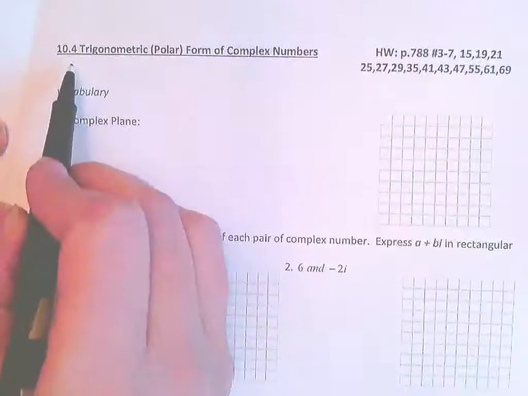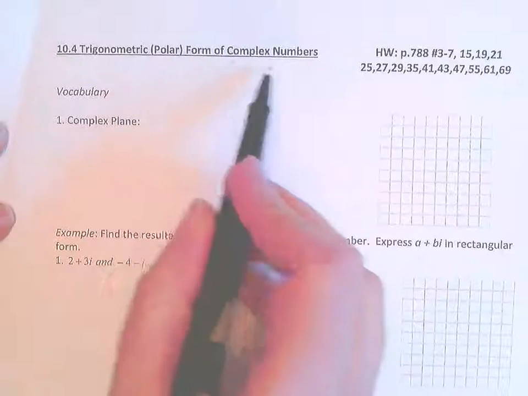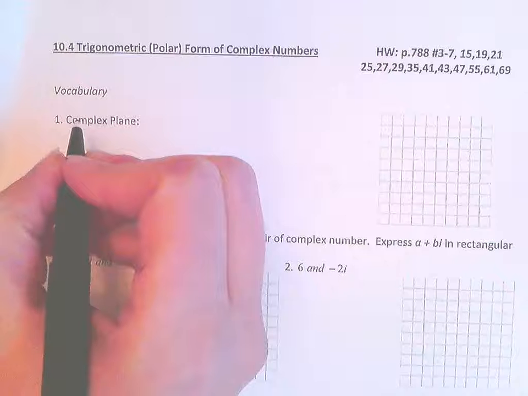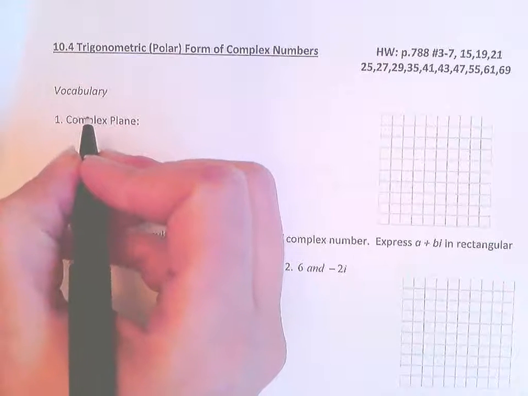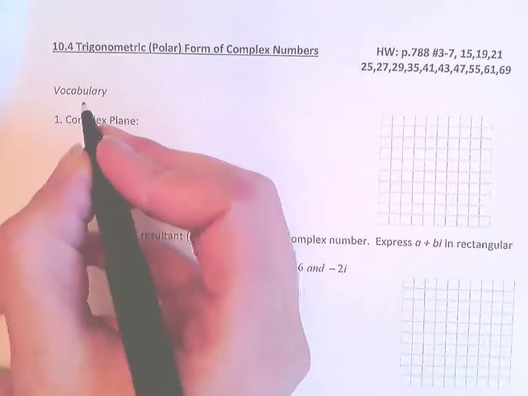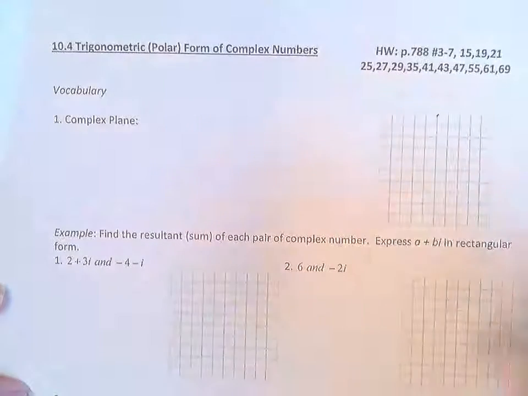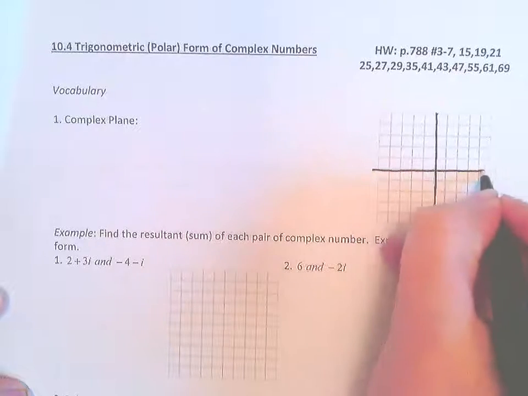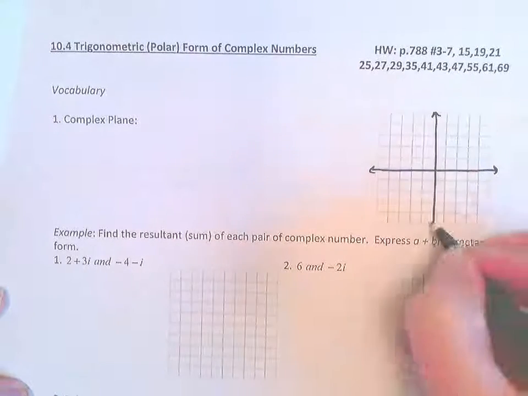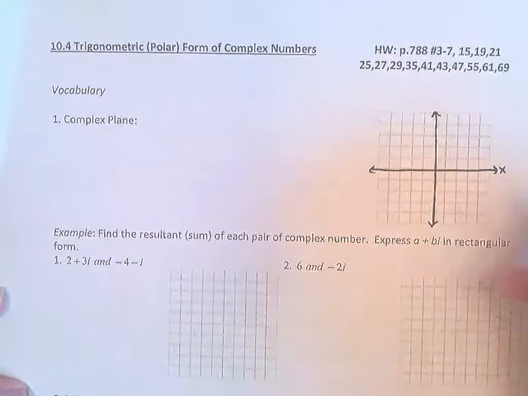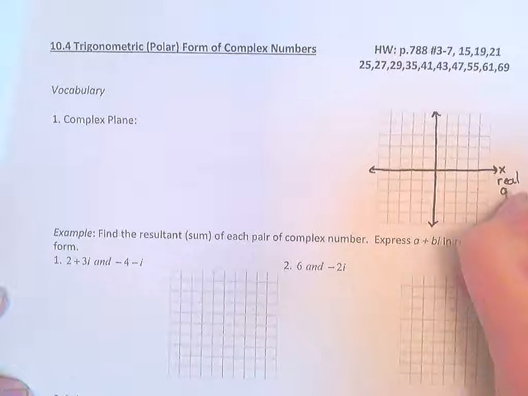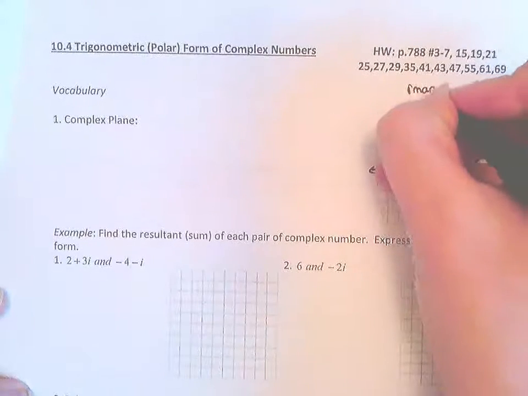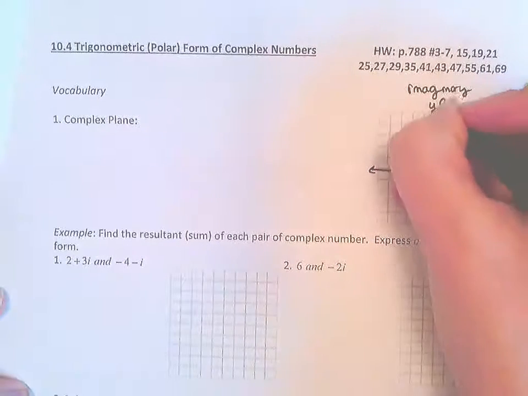Alright, so next section, 10.4, trigonometric polar form of complex numbers. So first off, we have to explain what a complex plane is. A complex plane basically looks exactly like an x and y plane, except now the x-axis is called the real axis, and the y-axis is called the imaginary axis.